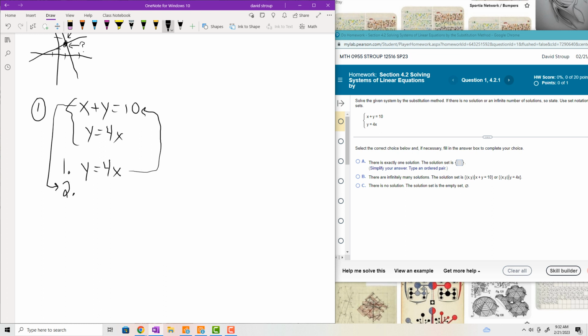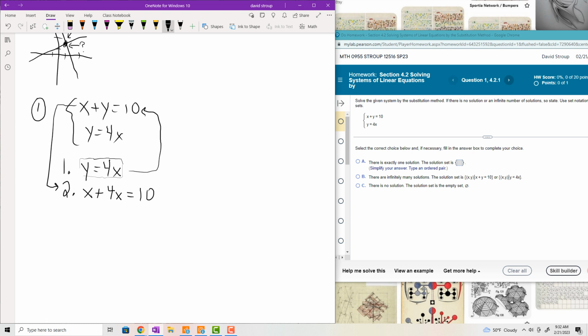So wherever I see y, I'm going to put 4x. I leave x alone, and then I have plus y, but y is now 4x. That equation there in step 1 means that y is 4x. I'm going to put 4x in for y. Then on the other side I have 10. Once you get that, you solve it for x. That will give you your x coordinate.